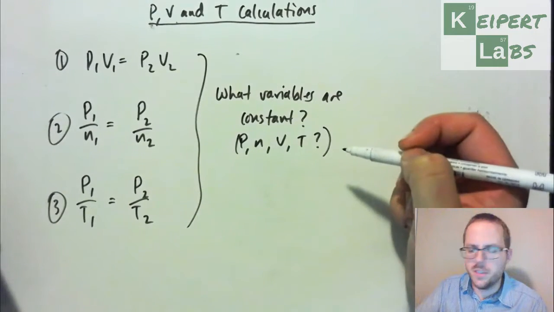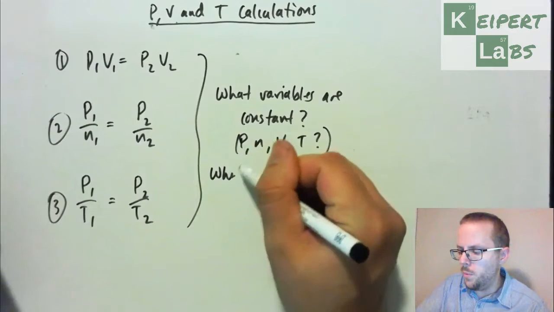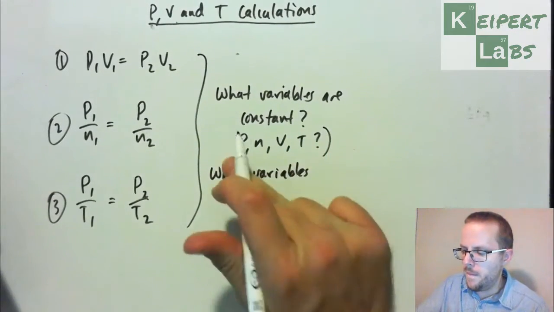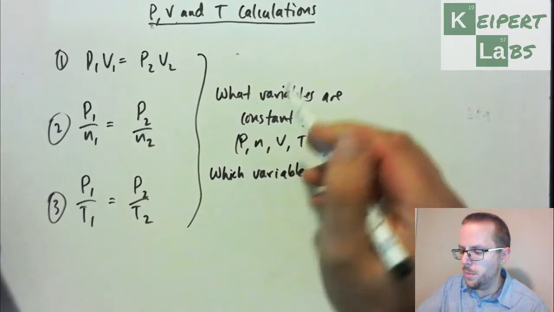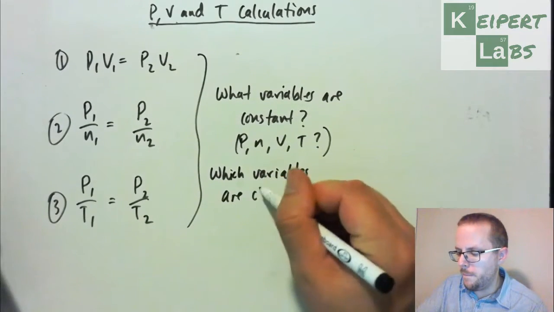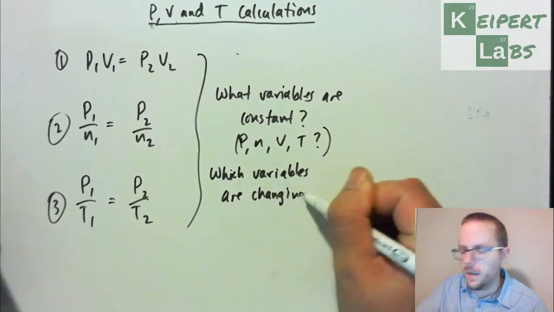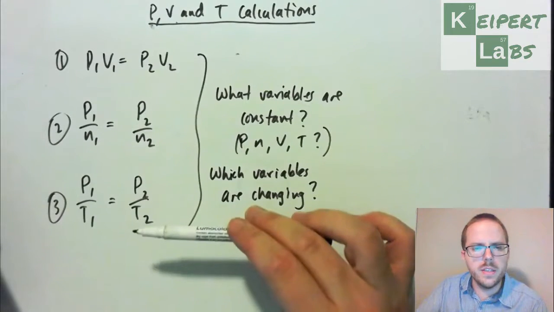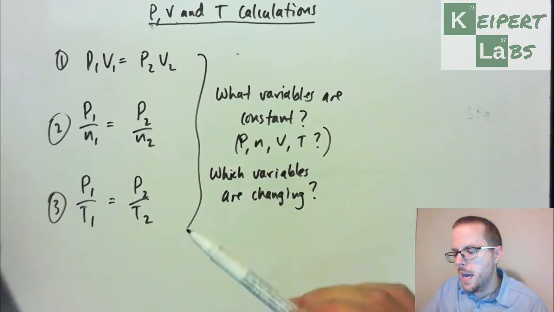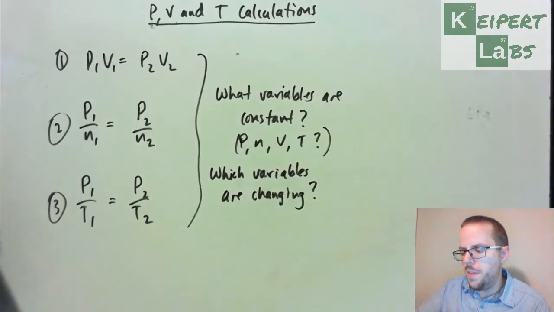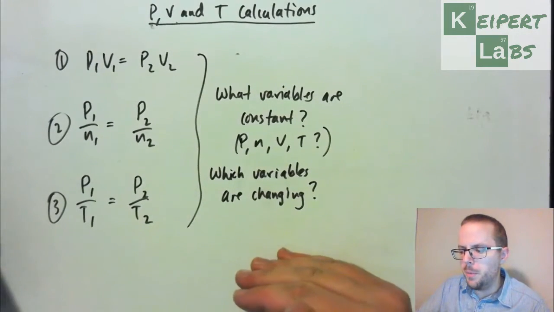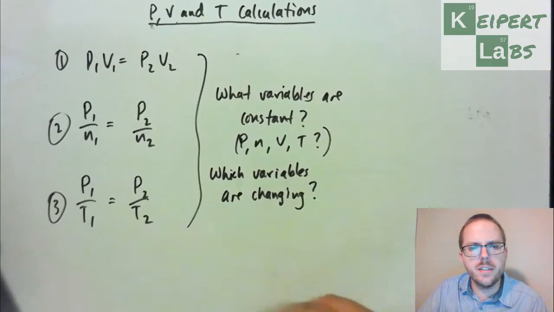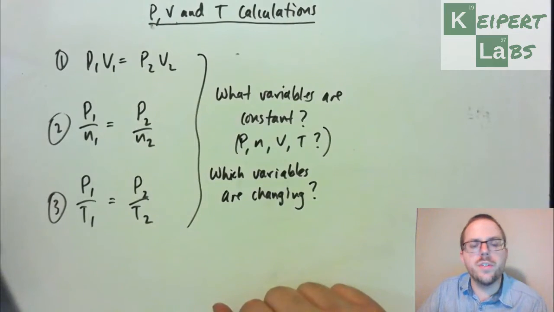So some things will be constant, and therefore, which variables are changing? We can work this sort of thing out. What that then allows us to do is perform calculations relating pressures, volumes, and temperatures at two different scenarios, two different settings, accurately and quantifiably.